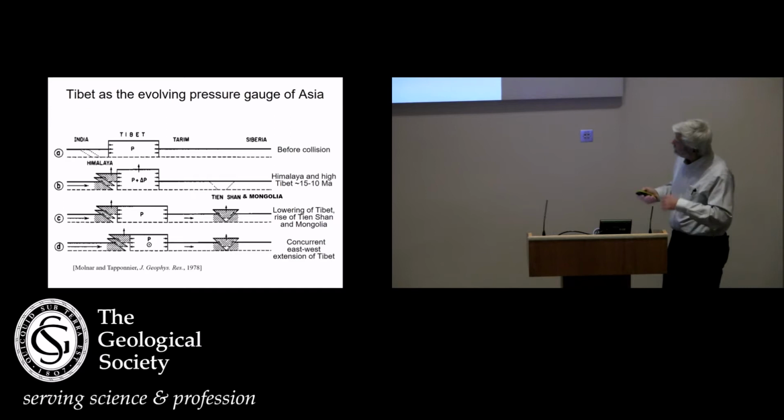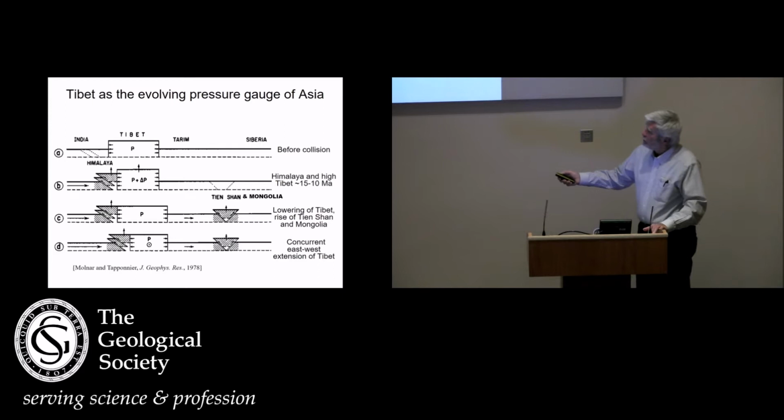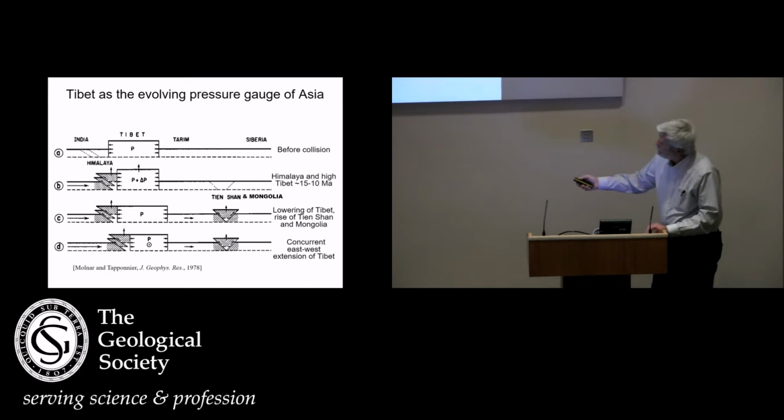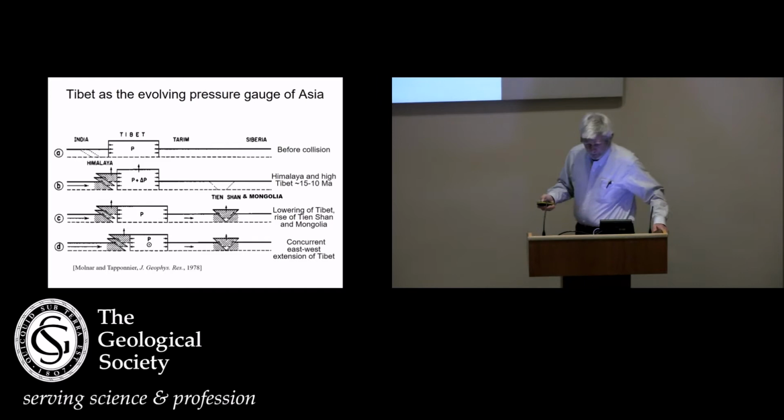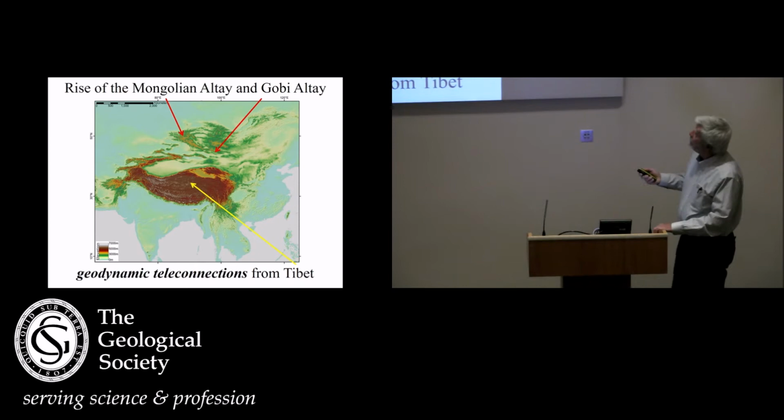So imagine you have a plateau that's high before collision. By 15 or 10 million years ago, you built up the Himalaya, but you've also raised the plateau up higher. We look at Tibet as the pressure gauge of Asia. So you increase the pressure in here. Well, what happens is you get it high enough, you can deform farther north. The Tarim Basin in between is strong. So as the plateau lowers, as the pressure decreases across Tibet, you still can cause deformation further north in the Tian Shan. And then for completeness, we have east-west extension in Tibet. So the amount of northward motion of the southern edge is greater than the total amount of shortening because you're extruding material in here or you're getting it out of the way.